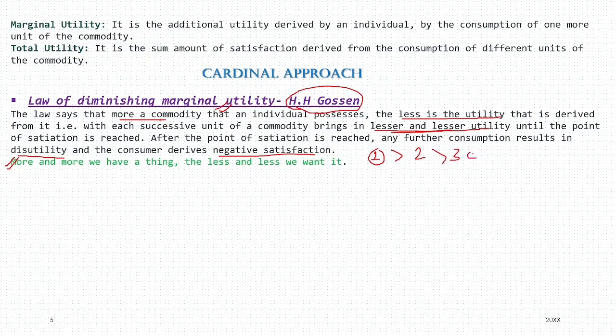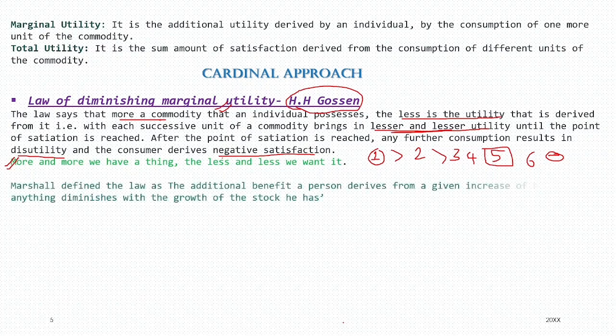And by the fifth, you will almost be full and you won't derive any satisfaction. And if I give you the sixth one, it will give you negative satisfaction. You might puke. Okay, so this is the law of diminishing marginal utility. It's a very simple law and very important from an examination point of view.